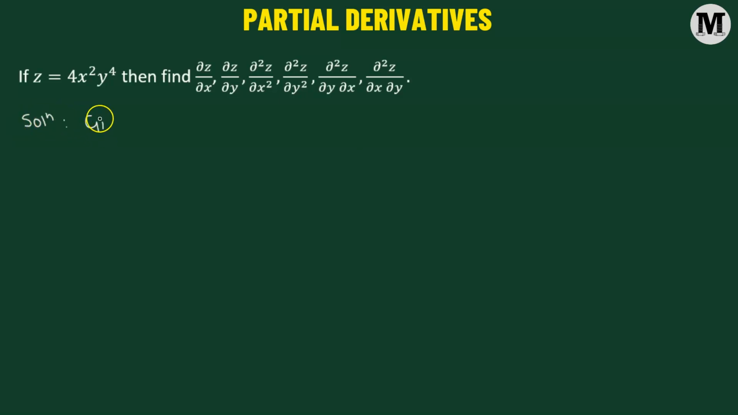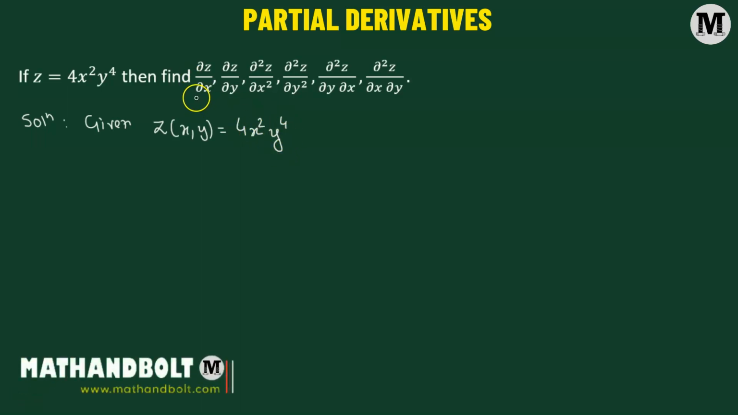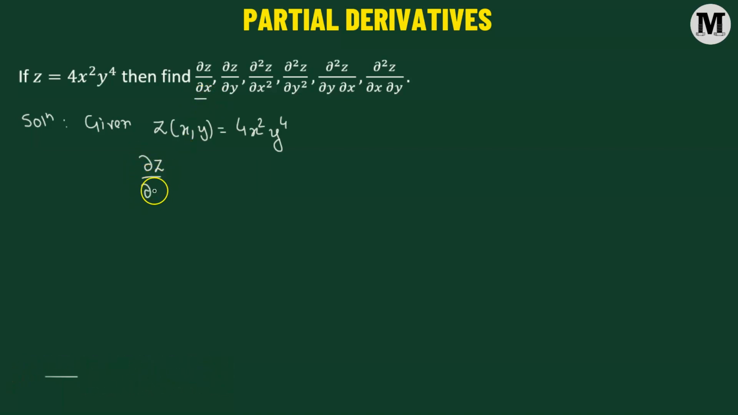So we are given here the function z. So z is a function of two variables x comma y. So that is 4 times x squared times y raised to the power of 4. So let's first compute the partial derivative of z with respect to x. So this will be equals to partial with respect to x of 4 times x squared times y raised to the power of 4. Now since we're taking the partial derivative with respect to x, only x will be treated as a variable. Everything else will be treated as a constant.